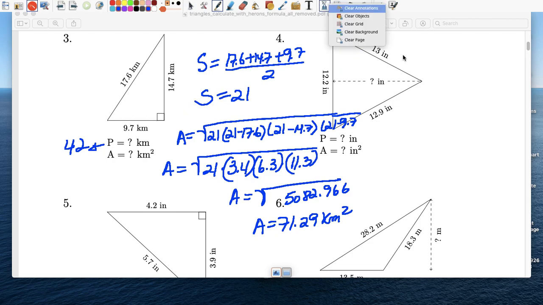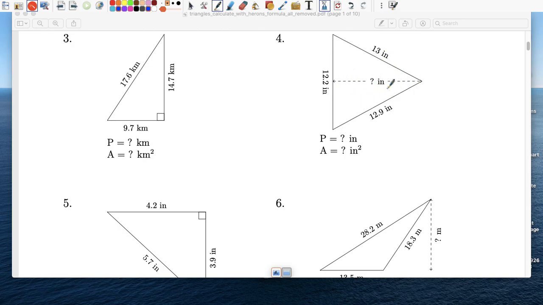The semi-perimeter is what we needed to use Heron's formula. All right. Now this one we need the height. So we're going to find the perimeter, the semi-perimeter, the area, and then we're going to use the area to find the height of this triangle. So simple problem, but a lot of stuff to do. So semi-perimeter, add all the sides, 13 plus 12.2 plus 12.9, and we're going to divide all that by 2. Enter, 38.1. The semi-perimeter is 19.05.